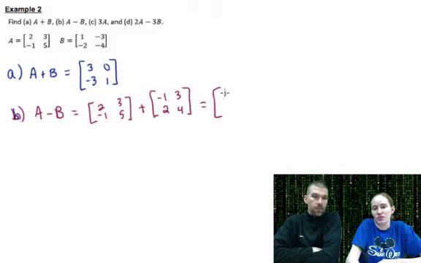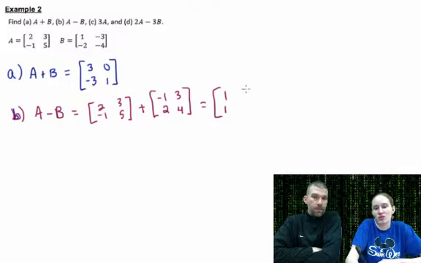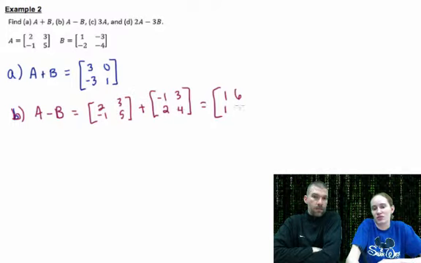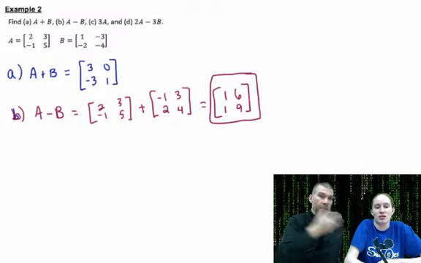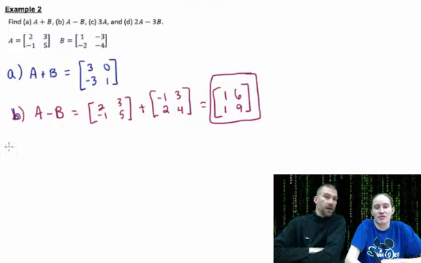2 plus a -1 is 1. -1 plus 2 is 1. 3 plus 3 is 6. 5 plus 4 is 9. There you go. So it became an addition problem, even though that's what I was giving Mrs. Stevenson a hard time about just a minute ago.